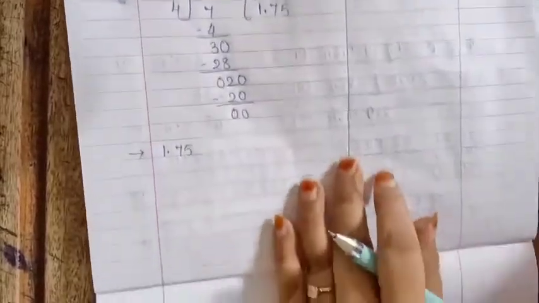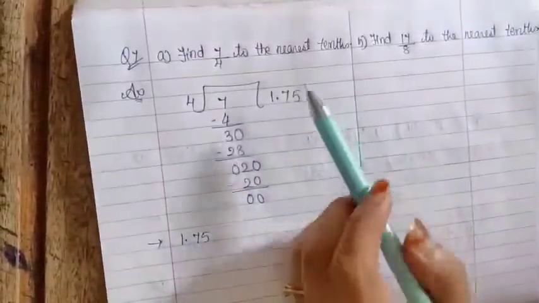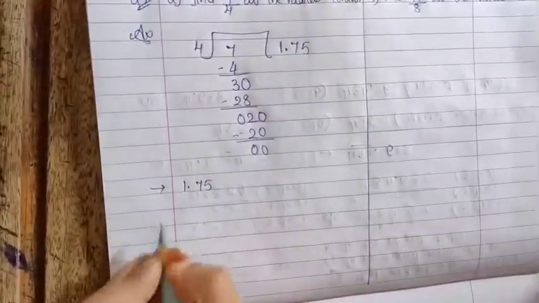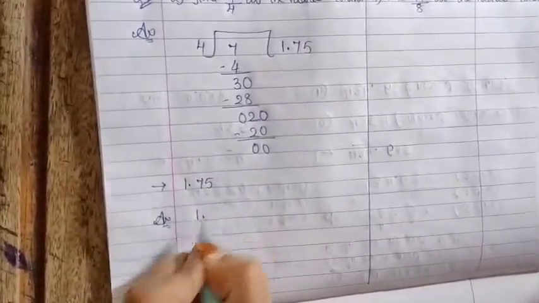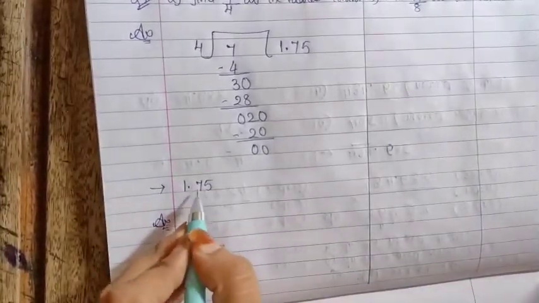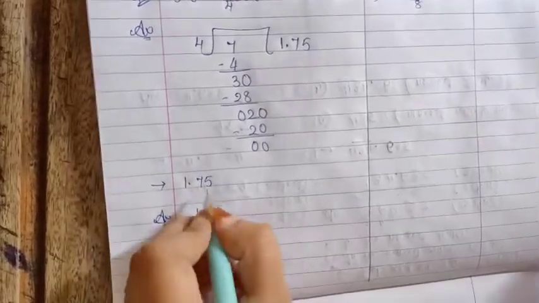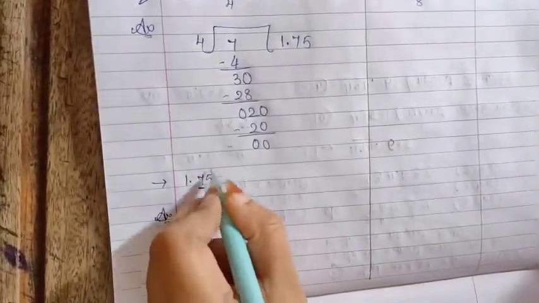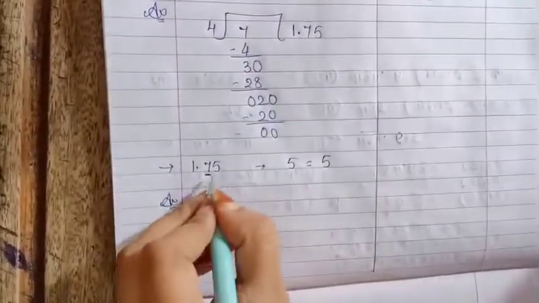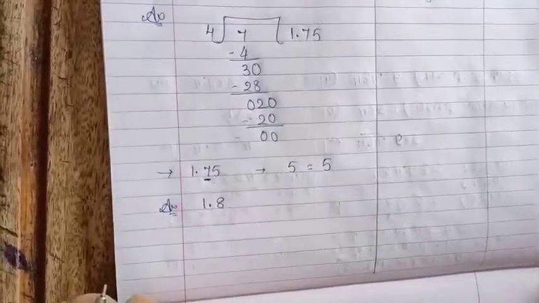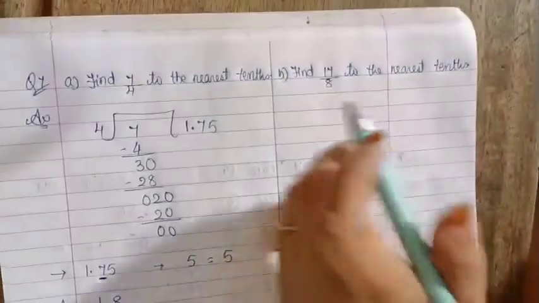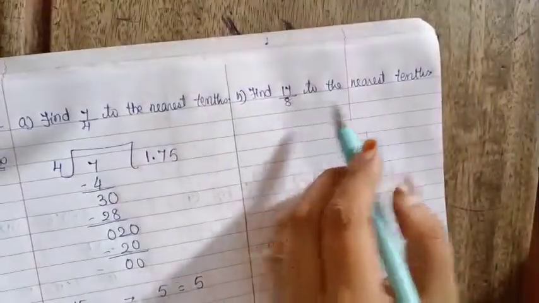So what is the answer? 1.75. Now it is told that we have to do it to the nearest tenth. What do we have to do? Nearest tenth. Now this is a whole number, so 1 will remain the same. Now 7 we have to round off, so we look at the next digit. Here 5 is equal to 5, that is why this 7 will change into 8. So the answer will be 1.8.